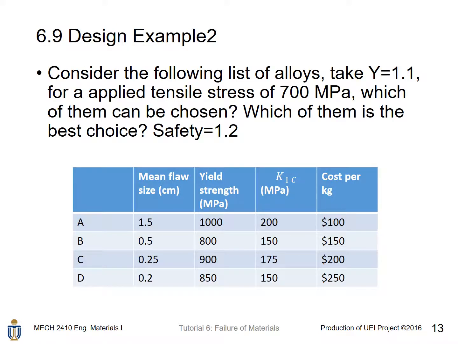Another design example. Consider the following list of alloys. Take Y equal to 1.1. For an applied tensile stress of 700 megapascal, which of them can be chosen, and which of them is the best choice? The safety factor for this question is 1.2. And here is the list of the possible alloys: A, B, C, D.